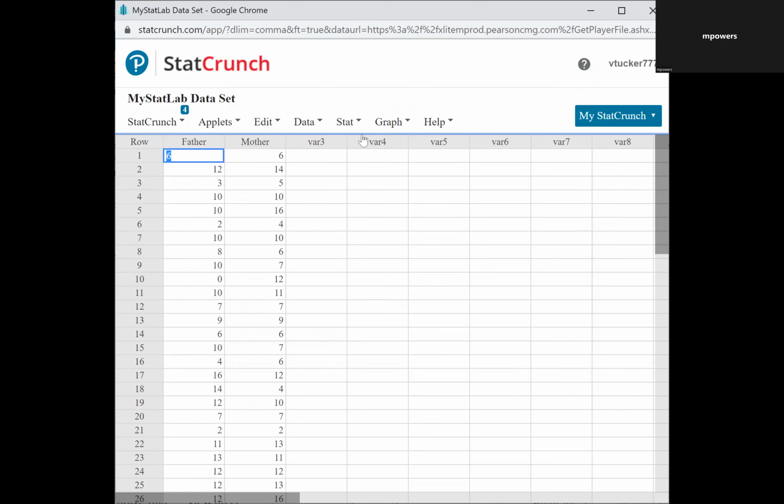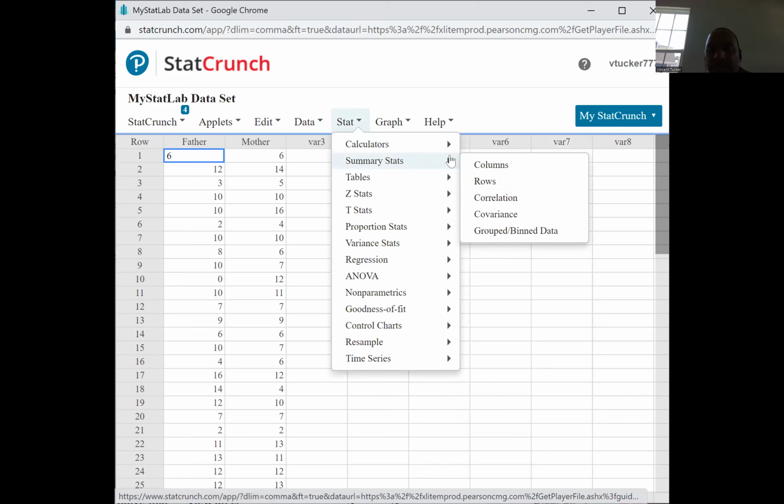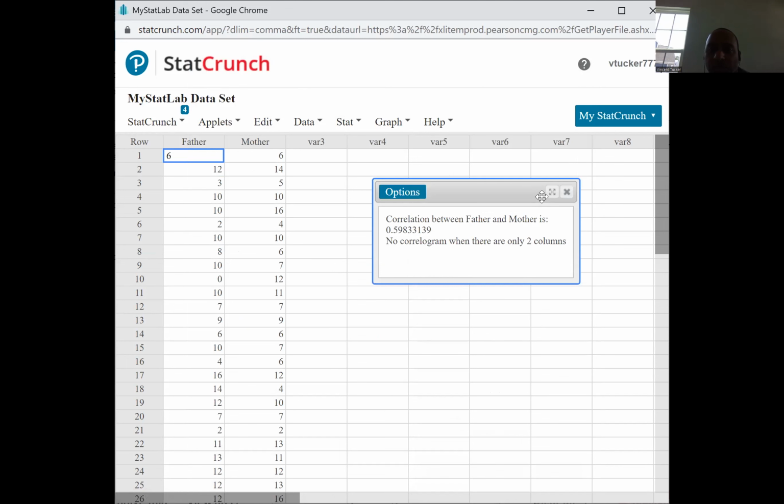All right. Let me try doing both of these again on my computer so I can make sure I can do it. And correlation is done the same way? Yep. Just highlight both, hit compute. And do this one more time. Okay, well, there we go.